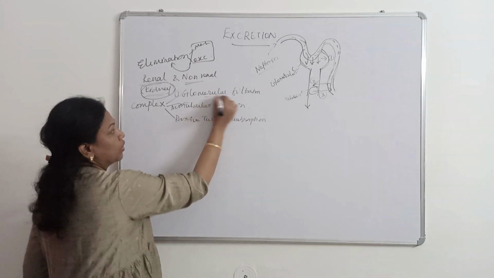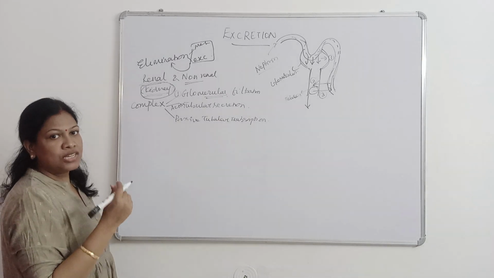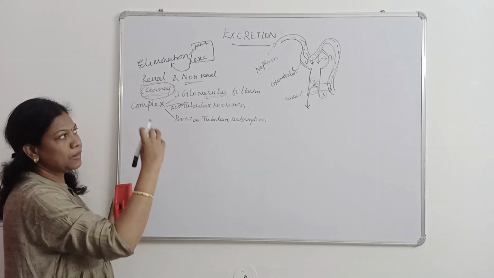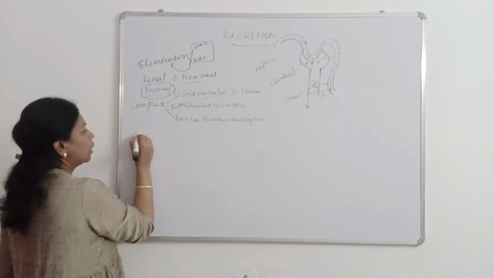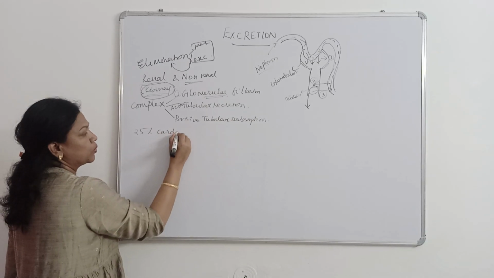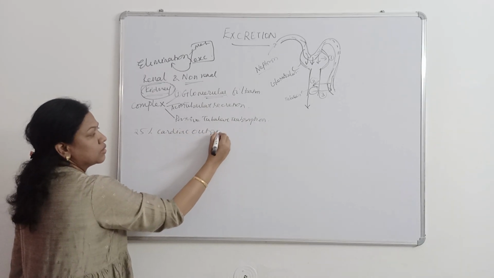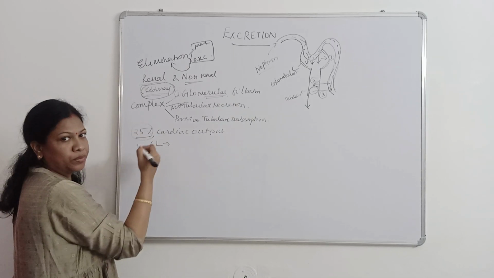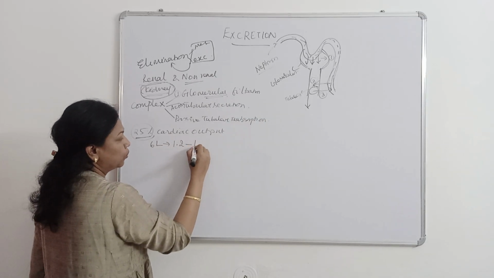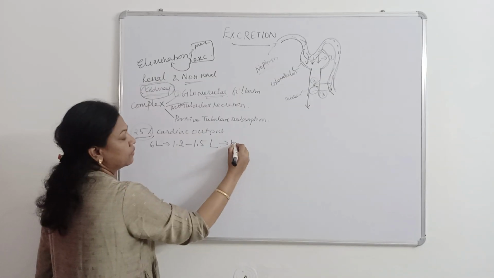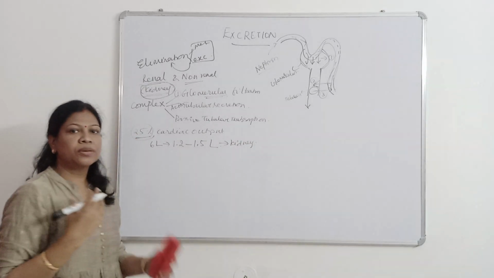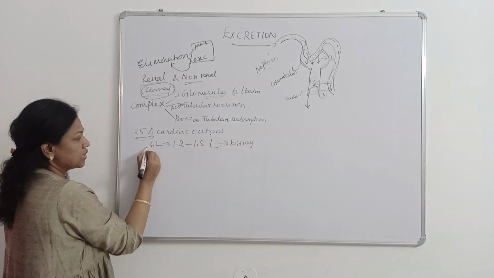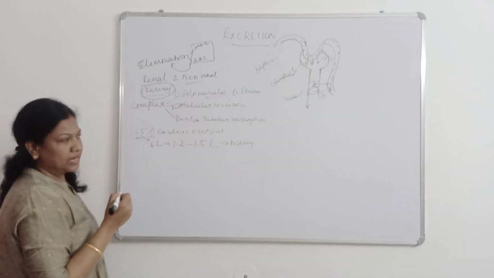So the first step is glomerular filtration. The glomerulus is made of blood capillaries. When the blood passes through these capillaries, about 25% of the cardiac output reaches the kidney. The blood volume is about 6 liters, so 25% of this, about 1.2 to 1.5 liters, will be reaching the kidney.